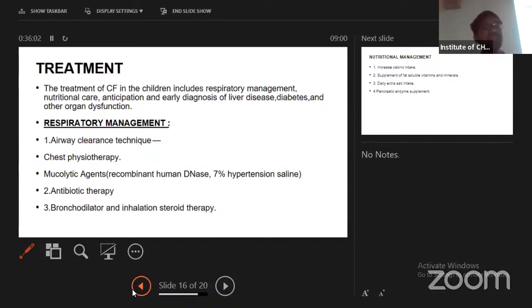The treatment of CF in children includes respiratory management, nutritional care, and anticipation and early diagnosis of liver disease, diabetes, and other organ dysfunction. The respiratory management: first the airway clearance technique, chest physiotherapy, and mucolytic agents. Hypertonic saline, 7%.